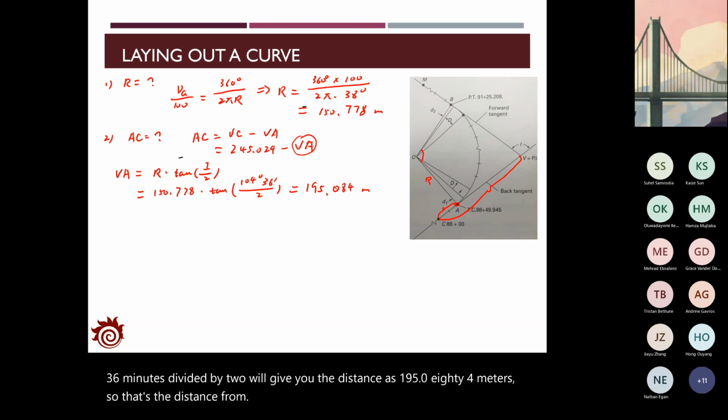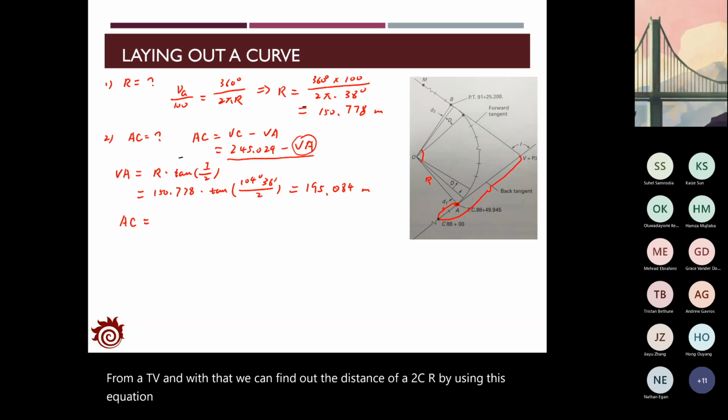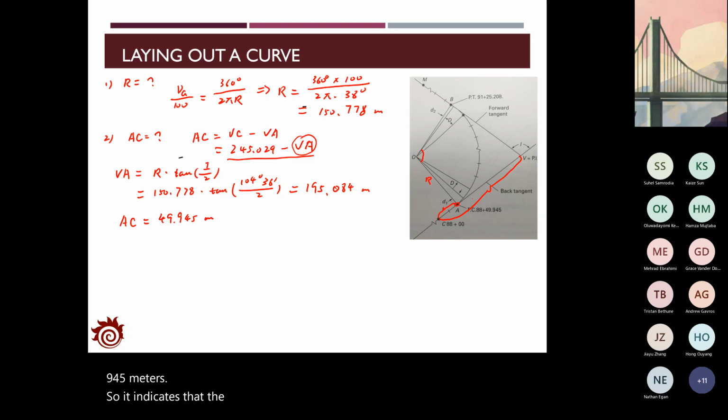So that's the distance from A to V. And with that, we can find out the distance of AC by using this equation. It will give you the value as 49.945 meters. So it indicates that the point A is around 49.945 meters downstream beyond the point C.